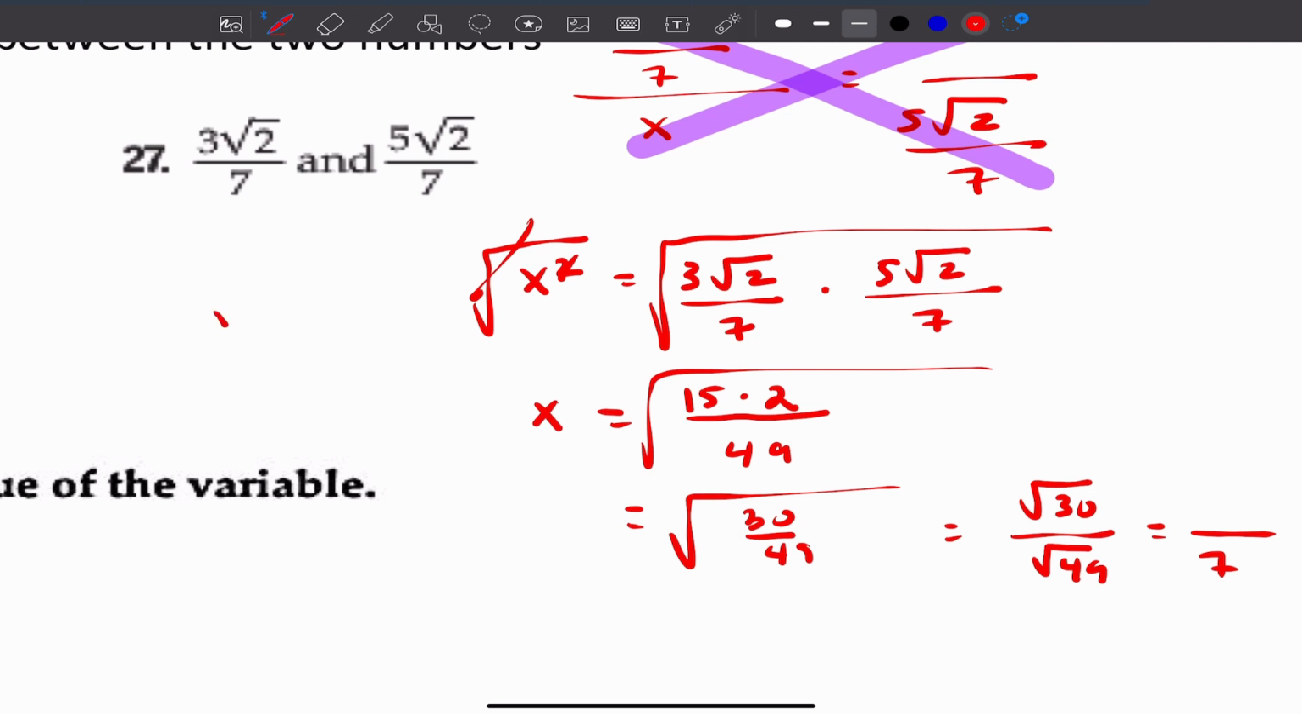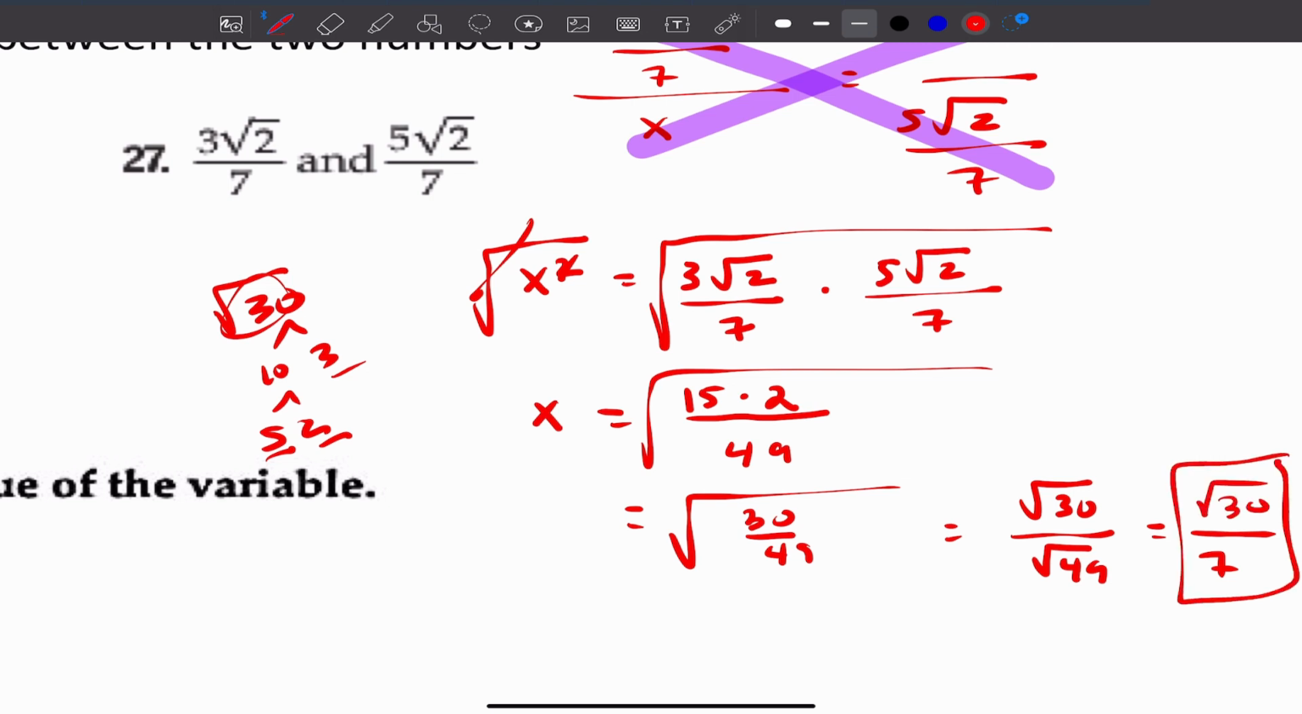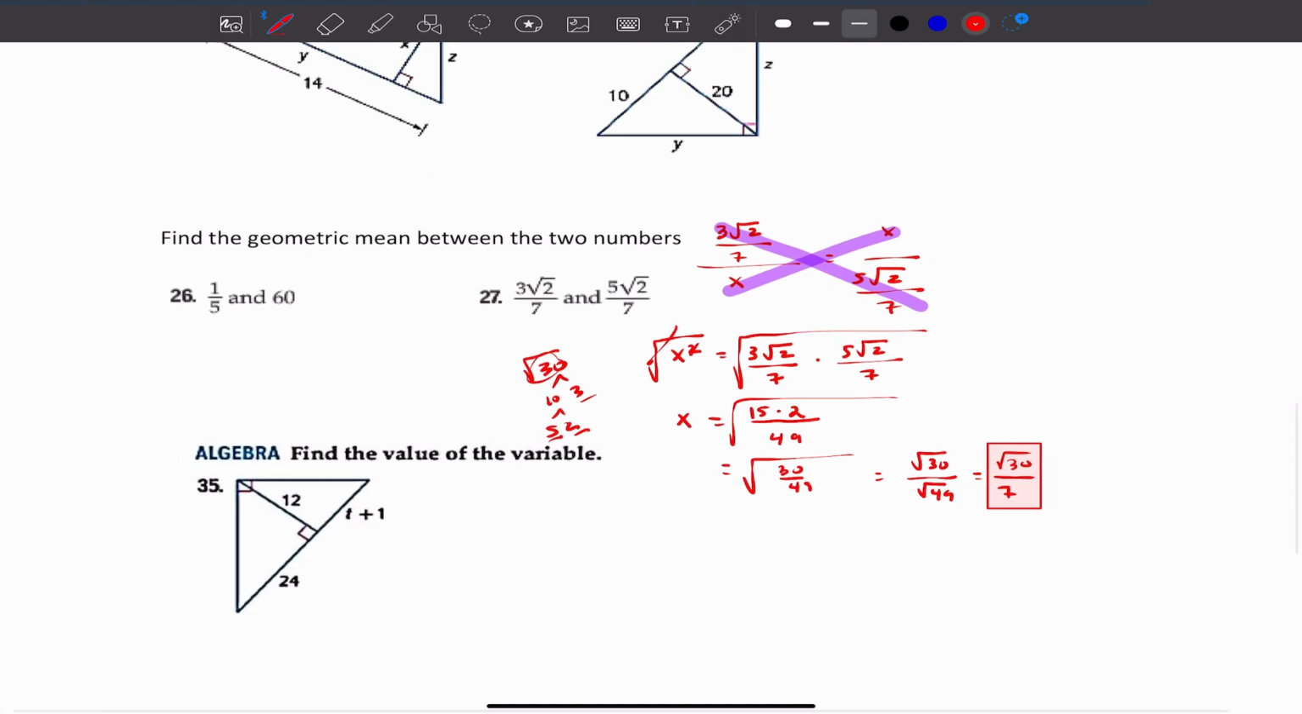And then the square root of 30, well, let me go ahead and see if I can simplify that. No, I cannot, because 5 doesn't have a pair, 2 doesn't have a pair, 3 doesn't have a pair, so we're going to leave square root of 30 as the top. It's going to remain unchanged. So that's your answer, square root of 30 over 7.